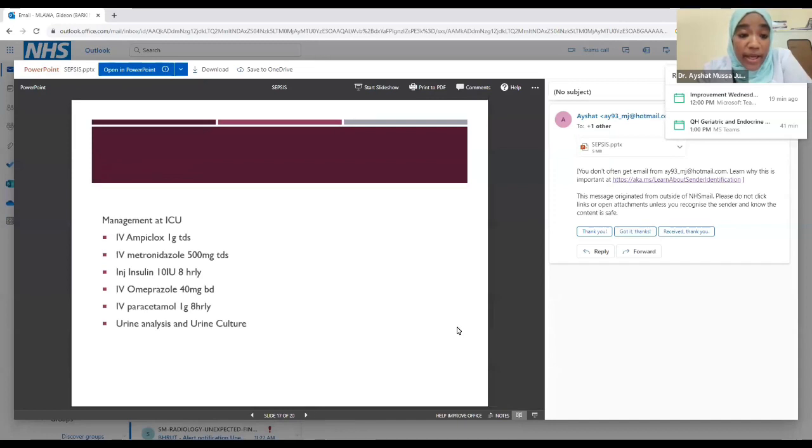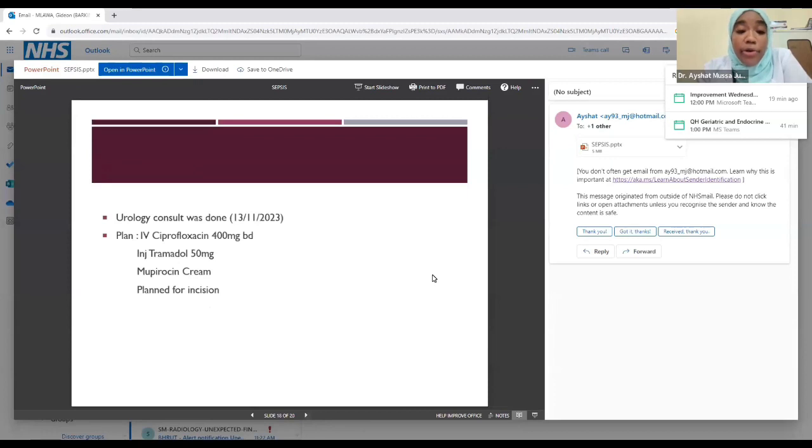So the management there: they initiated him on IV ampiclox 1 gram, IV metronidazole 500, insulin 10 international units 8 hourly, omeprazole 40 milligrams, paracetamol 1 gram 8 hourly. Urine analysis and urine culture were ordered. Next.